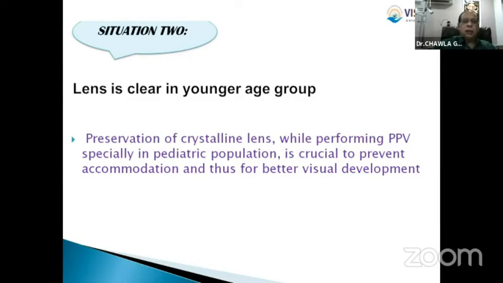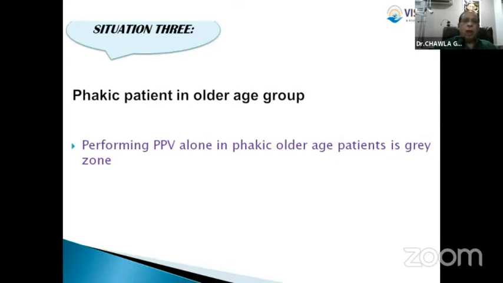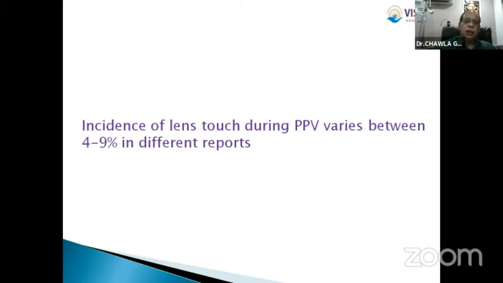There is a second situation when the lens is clear and it is a younger age group. Here, our aim is to preserve the crystalline lens, which is very crucial to preserve accommodation and thus the better visual development of the younger patient. But when we are dealing with a patient who is phakic in the older age group, then performing vitrectomy alone in a phakic older eye is a gray zone. We can combine, or we can have a separate 2-stage surgery.